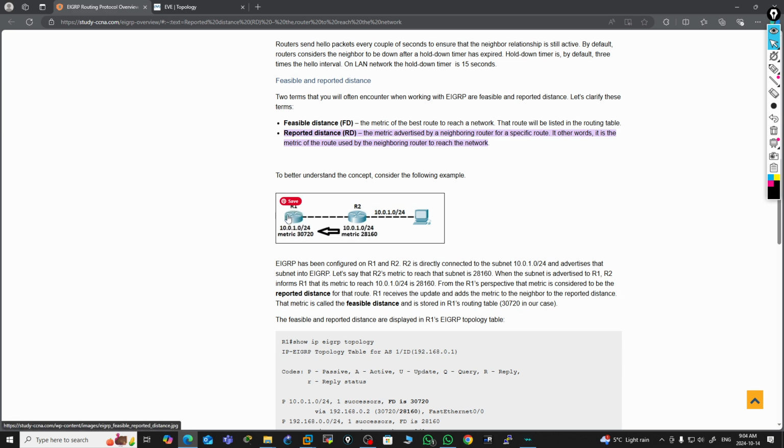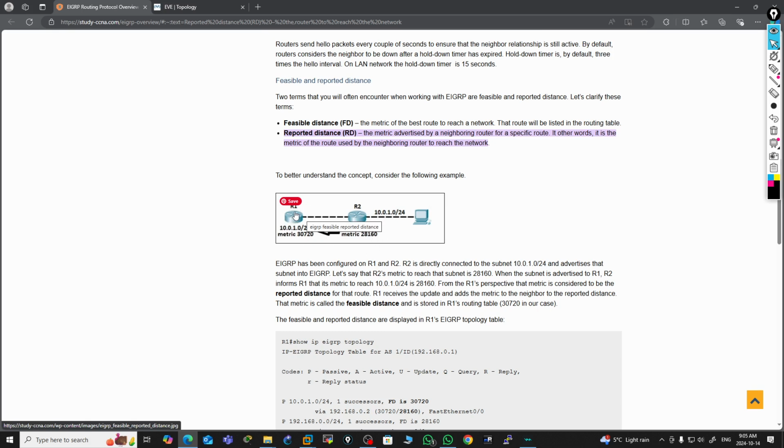From the perspective of R2, if R2 was to share this information with R1, it's going to say, I know where this PC is, and the distance is 28160. That distance is called the reported distance, because remember, R2 is reporting to R1. So R2 reports to R1 saying, I know about this PC, and the distance is 28160.